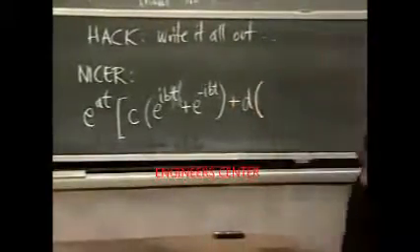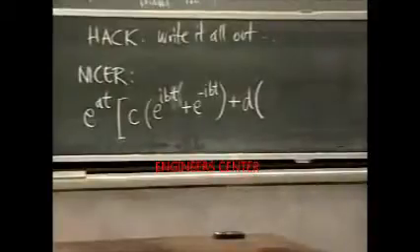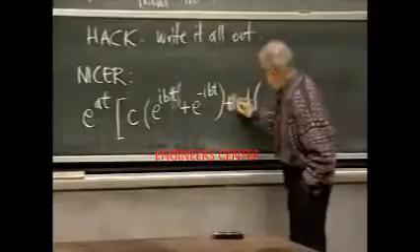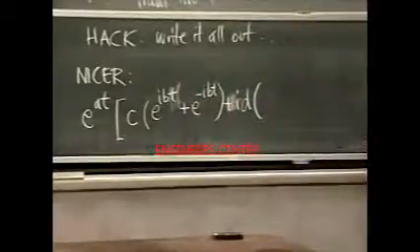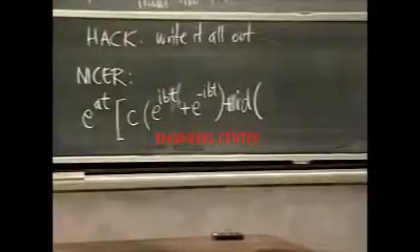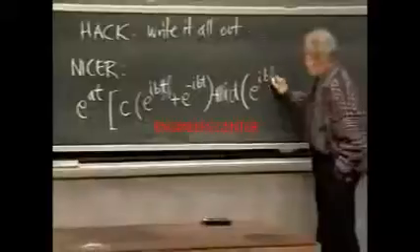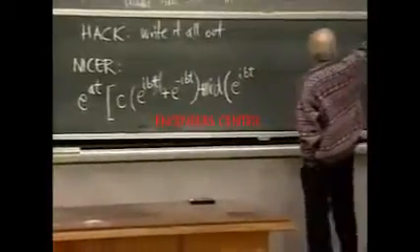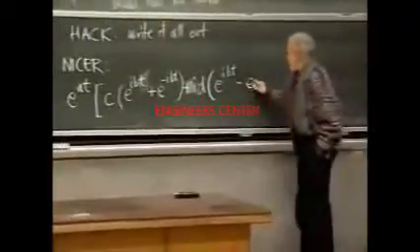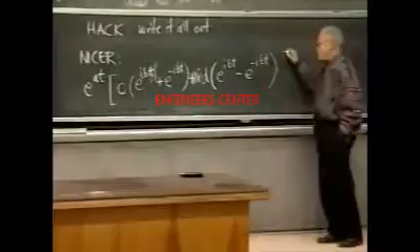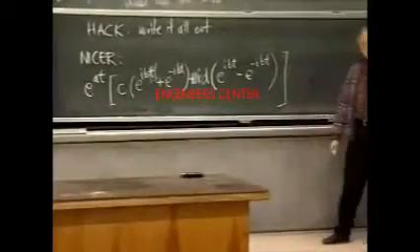What goes with d? There's an i in front that I better not forget. And then the rest of it is i d times e to the ibt minus e to the minus ibt. So that's the way the solution looks.